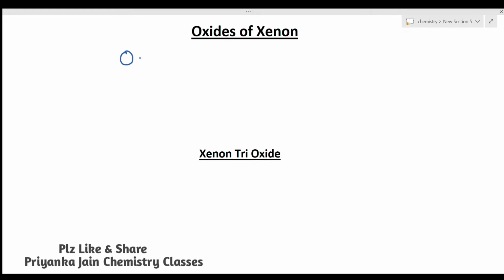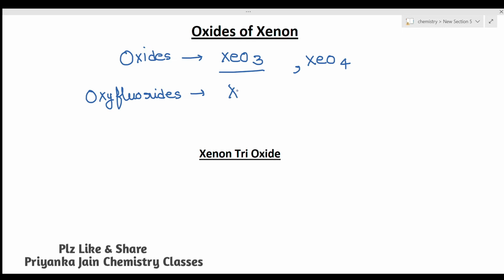If we consider its oxides, it forms two types of oxides. One is XeO3, which is called xenon trioxide, and another one is xenon tetraoxide, XeO4. It also forms two types of oxyfluorides, XeOF4 and XeO2F2. So firstly we will study the oxides of xenon.